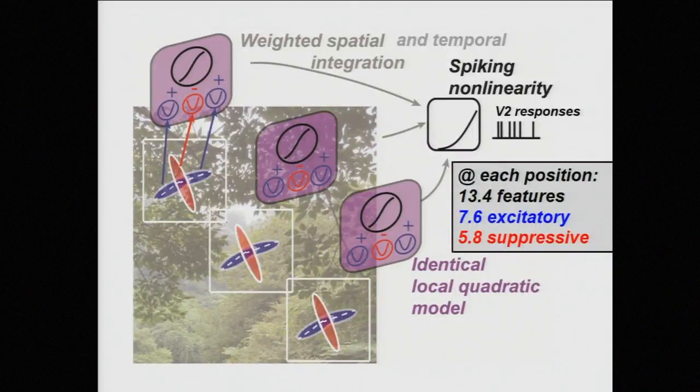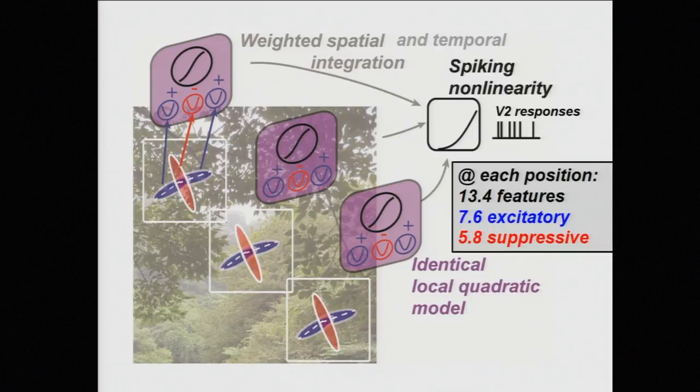First, I will be telling you three organizing principles for feature selectivity in V2. The first two properties will be about this type of nonlinearity, then the second one will be pooling, and the third one will be across pooling. Locally, we find that there are many features that we can detect as significant, and on average, there are about 8 excitatory features and 6 suppressive features that affect responses of V2 neurons.